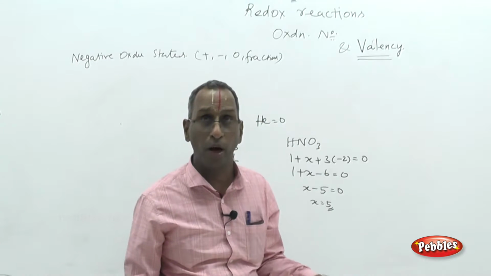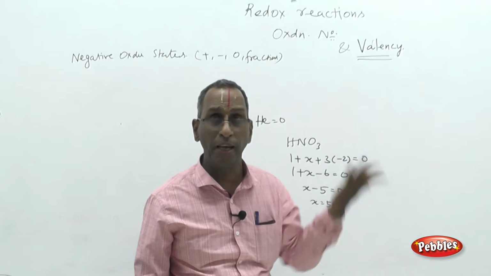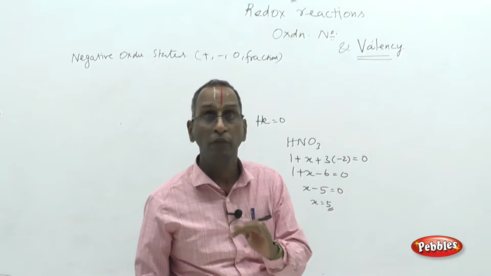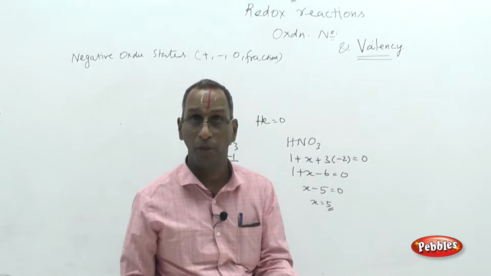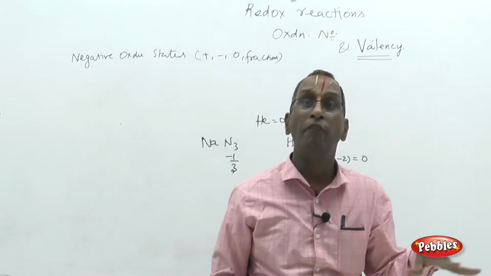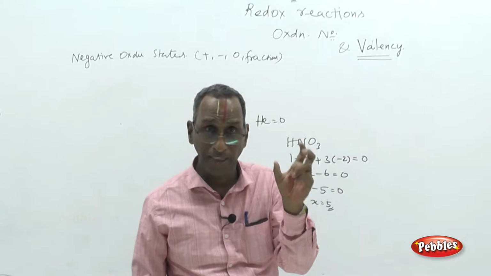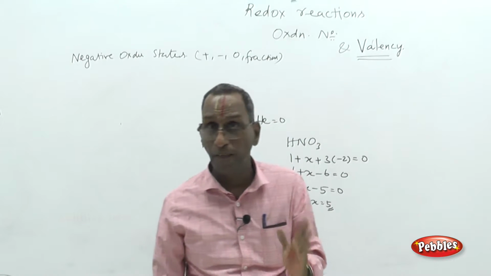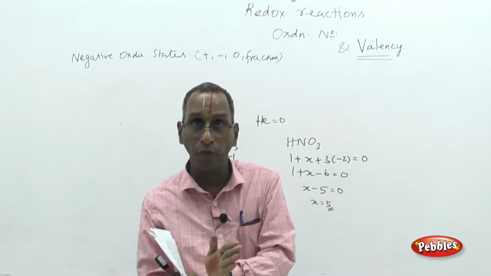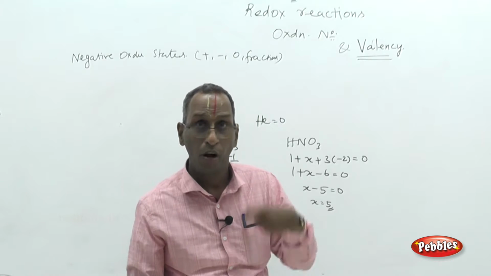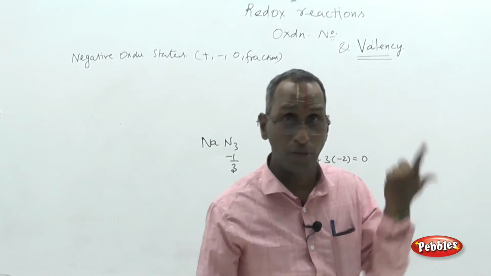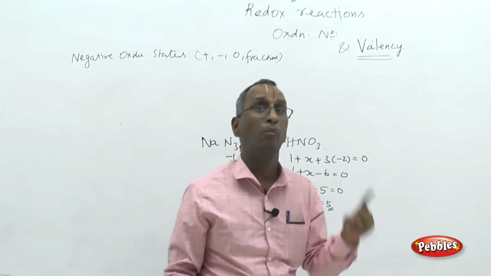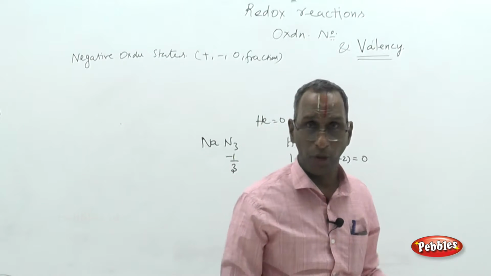Oxygen can combine with 2 atoms. Nitrogen can combine with 3 atoms, like that. But no element or atom will combine with fractional atoms. So valency cannot be a fraction. So they may appear to be the same. Oxidation number and valency terms may appear to be the same, but they are to be carefully distinguished in the sense that oxidation number can be positive or negative or 0 or even a fraction, but valency is always a positive integral value.